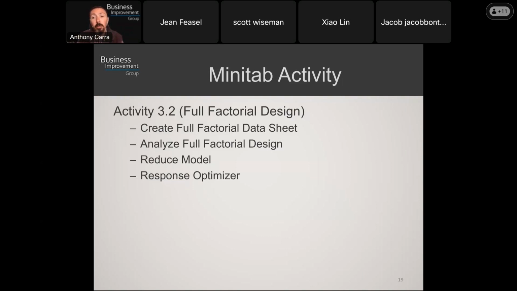So the first thing we would do is create the full factorial data sheet, and then we're going to collect the data. I'm going to provide you with data that you would enter as if you were running an experiment. Then we analyze the full factorial design, so we'll walk through the keystrokes on how to perform the analysis and how to interpret the results. We're also going to introduce reducing the model and a nice little tool that we have built into Minitab, the response optimizer.